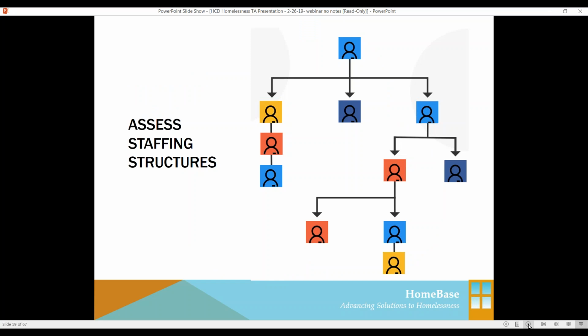When you change your policies and when you change your means of doing the work, those staffing structures might change. The roles of staff may change, and so it's important to assess, are we organized in the best way to help our staff serve the people that we want to serve?